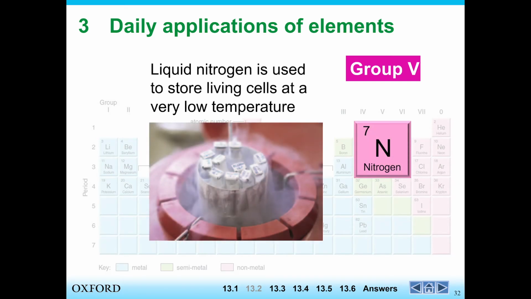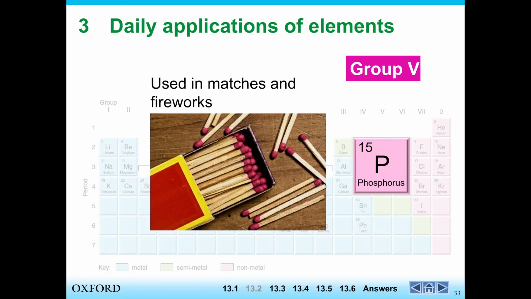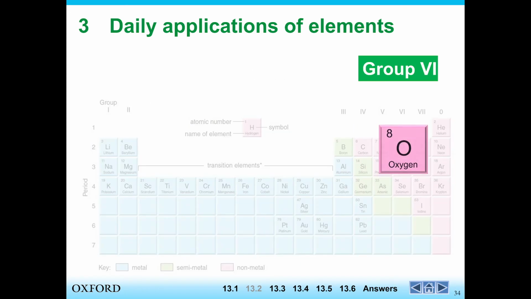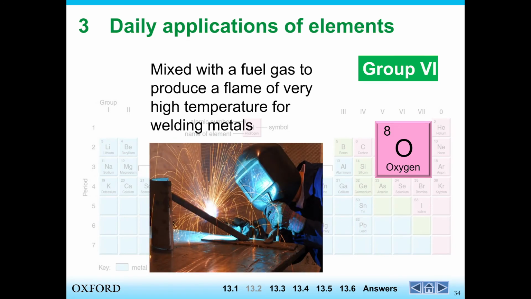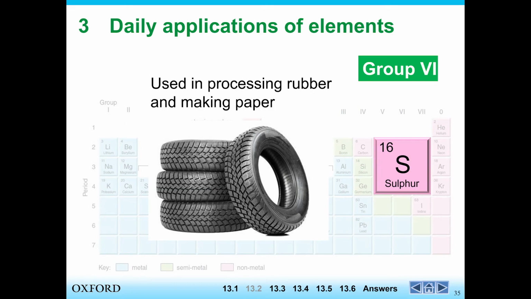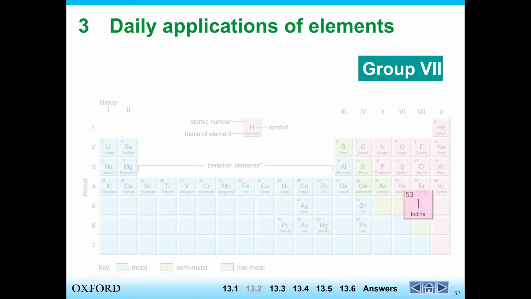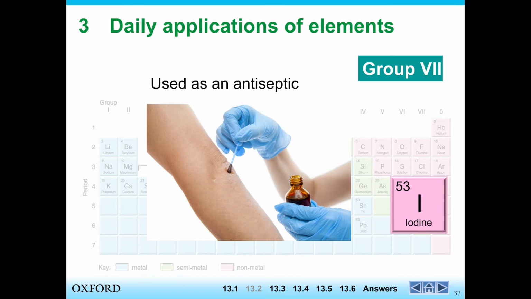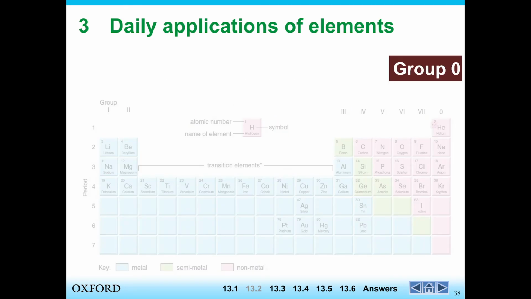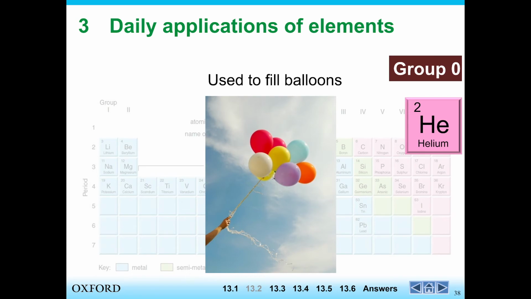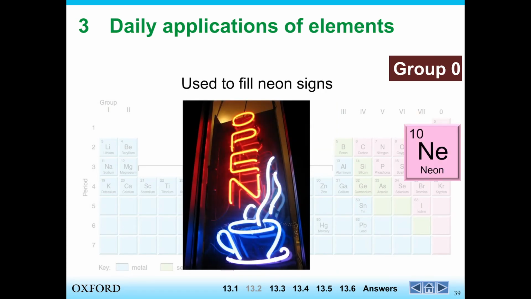Nitrogen, we can store living cells in nitrogen. Phosphorus used in matches. Oxygen, not only is it useful for your photosynthesis reactions or respiration reactions, but also for welding metals. Sulfur, making rubber. Chlorine for water purification. Iodine as an antiseptic. Helium for, I'm sure you've heard of helium balloons. And neon for a lot of these advertising signs that we see.